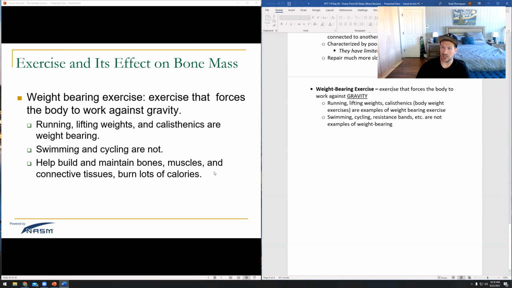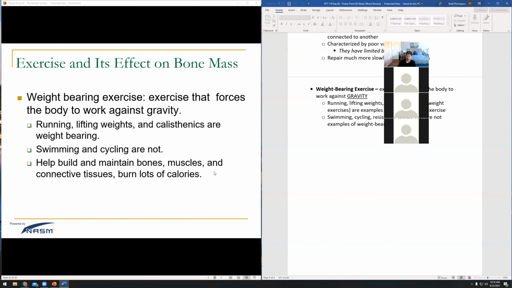This is actually, there's a really interesting video that I'll show you guys in later classes when we're talking about bones. And it has a really cool story in the beginning where it talks about these two astronauts who spent a year in space, which is a crazy long amount of time.